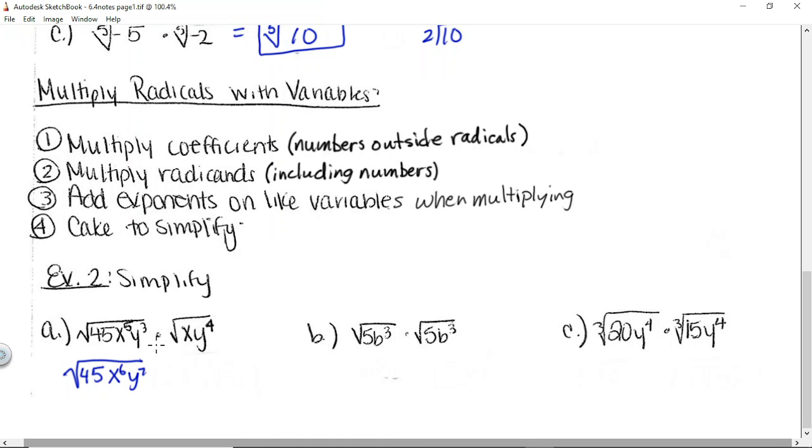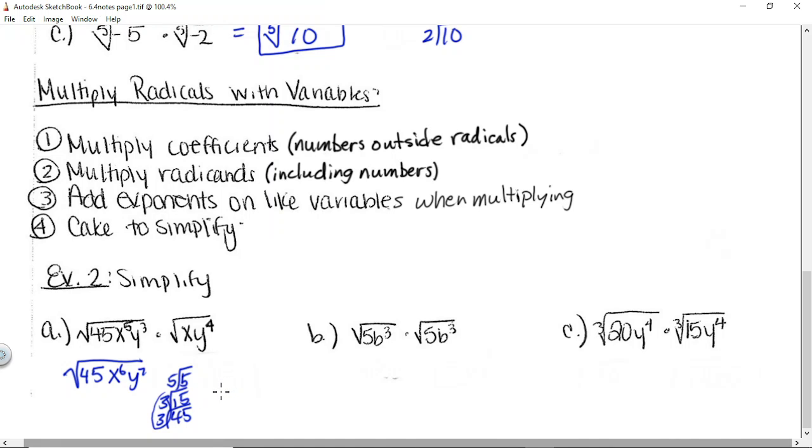And then we cake to simplify. Well, we know we can simplify that 45, right? We can squeeze that in here. So we go with 3, and that gives us 15. 3 again, that gives us 5. And this is a square root we're doing, so this group of 3 is the 1.